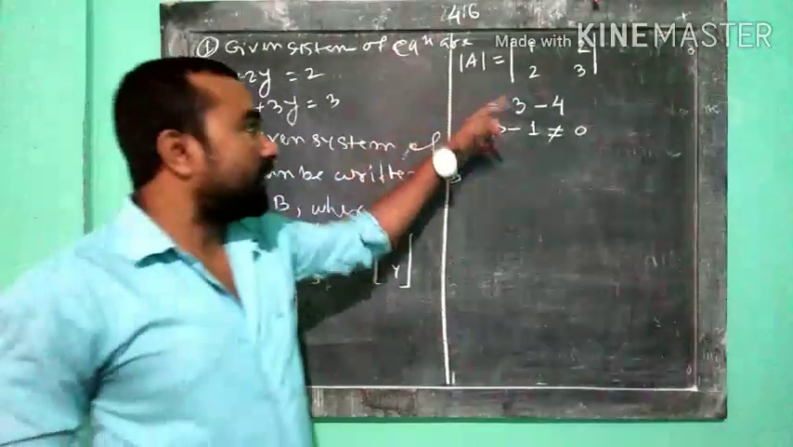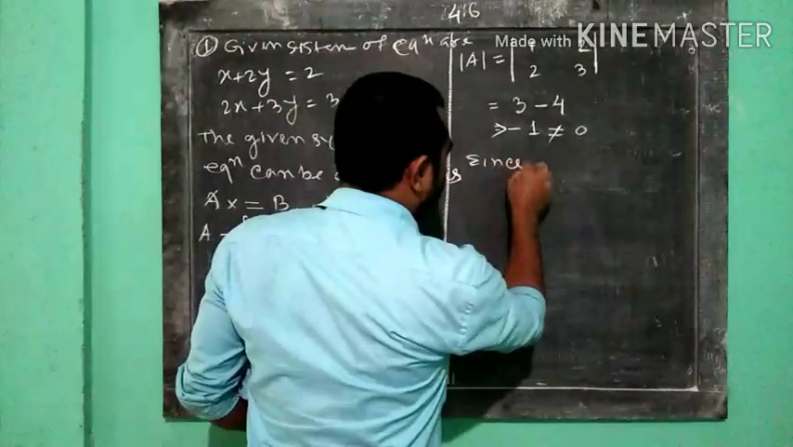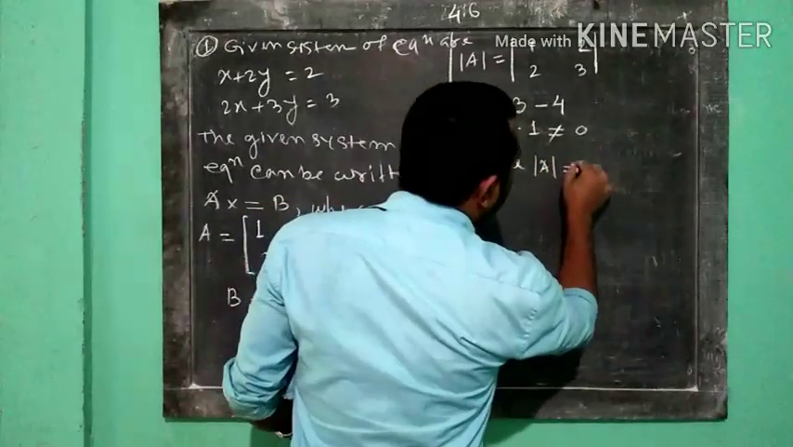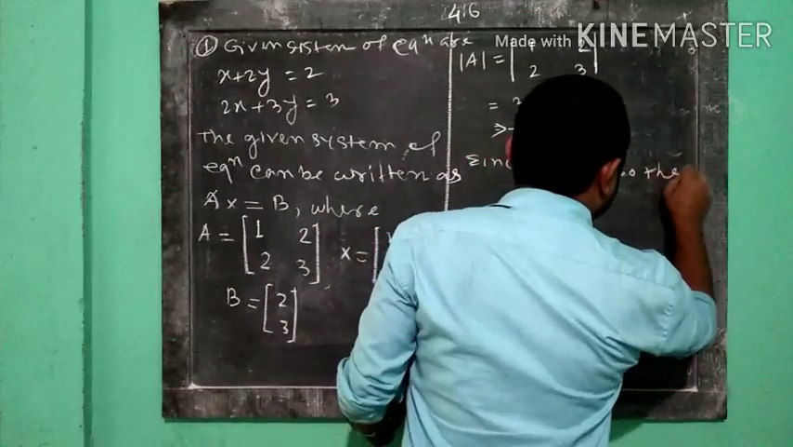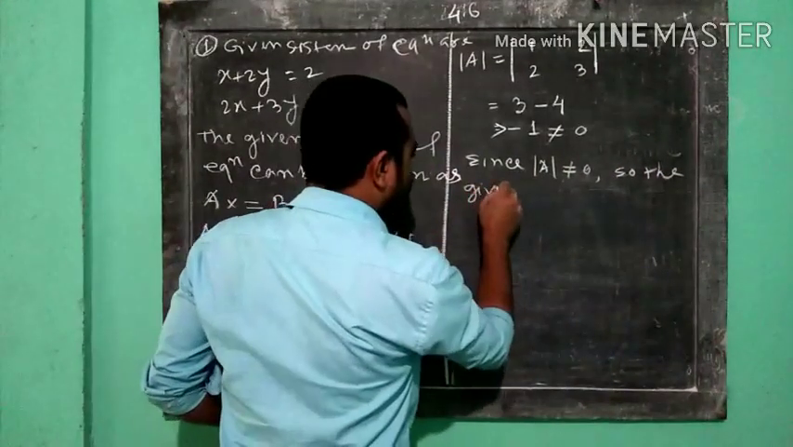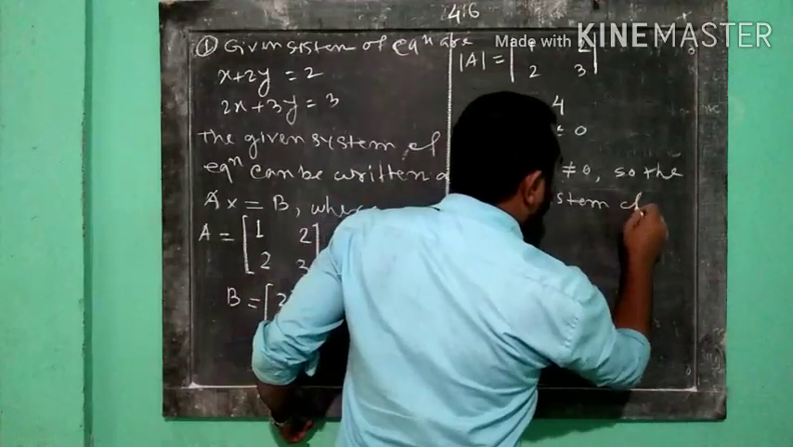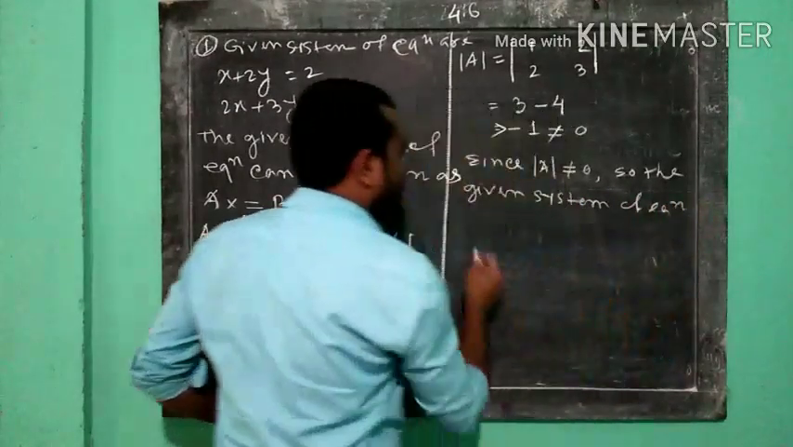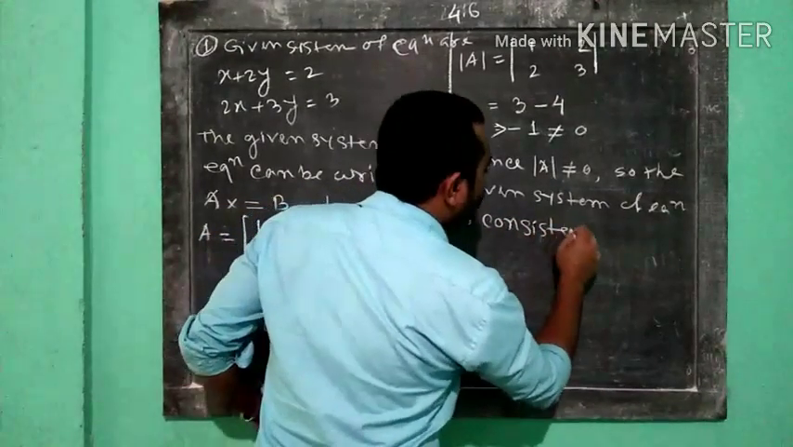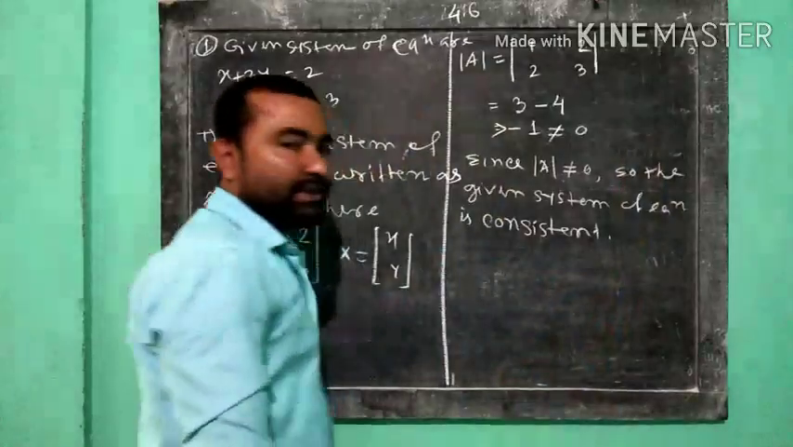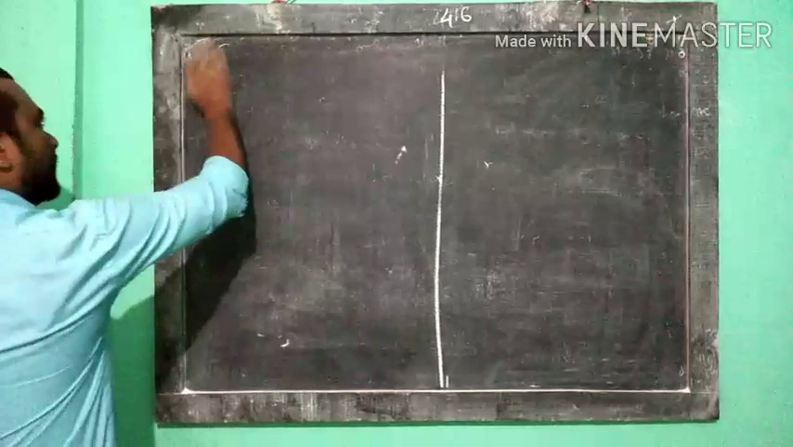Since determinant of A is not equal to 0, the given system of equations is consistent. Okay, this is clear. Now we are going to solve question number 3.